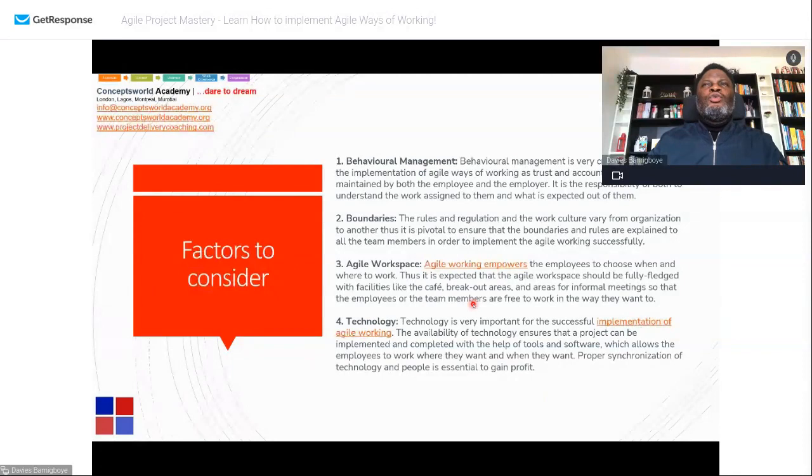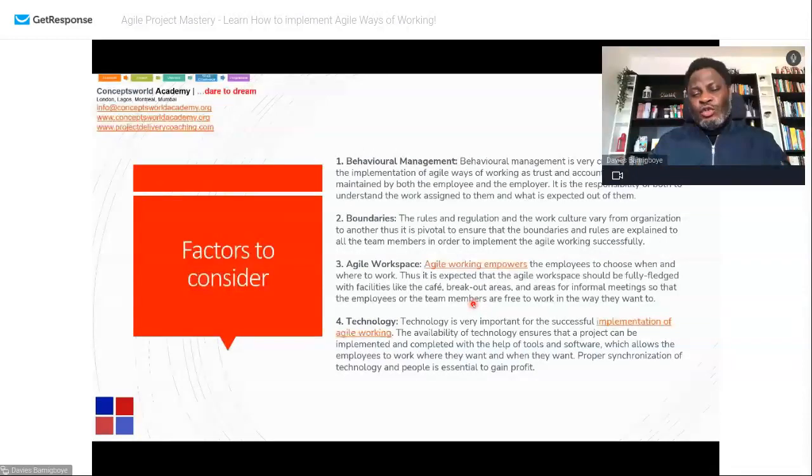So essentially, you want to create an environment where people feel, look, I can work anywhere. If I need to work in a cafe, I can do that. Work in the breakout areas, I can do that. Now, remember I said earlier, there are still considerations around security, because you also have to teach your people that if you're in an open area like in a cafe or whatever, you have to be careful. You've got to do security training to understand some of the dangers about working in public places. So you got to be careful about that. The last point to consider is technology. Technology is very important for the successful implementation of agile working.